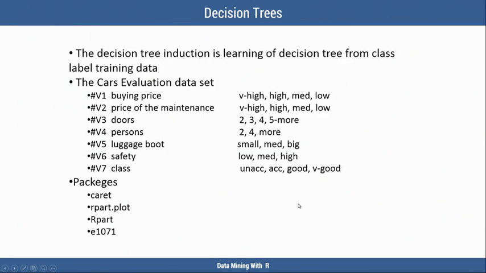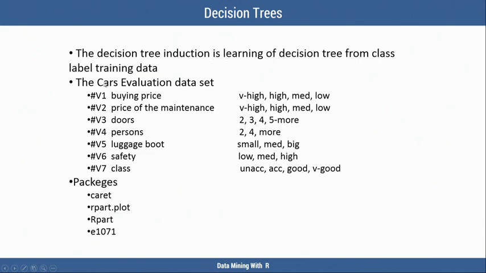Now, I am going to show how to generate the decision tree. For creating a decision tree, we have to use four packages. One is caret, another is rpart.plot, and for decision tree generation, e1071 and rpart. e1071 is the most important package for creating decision trees.